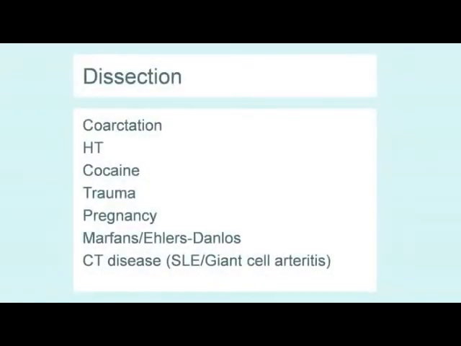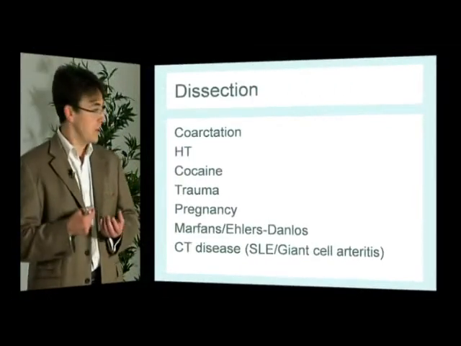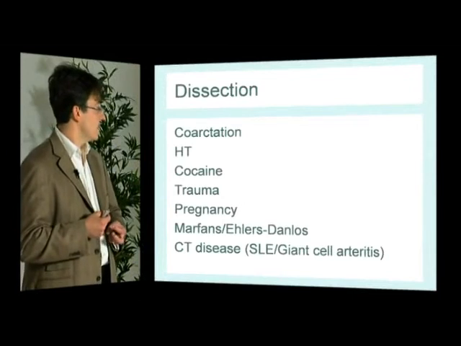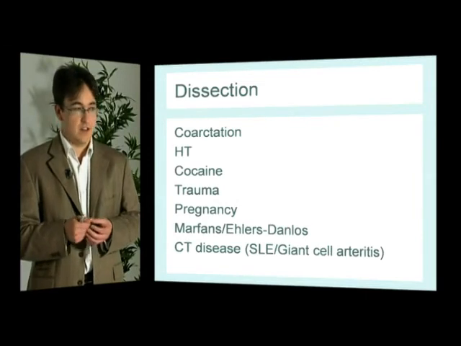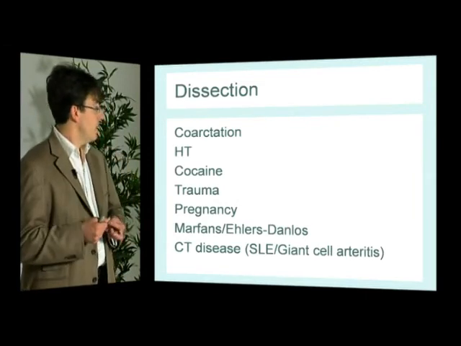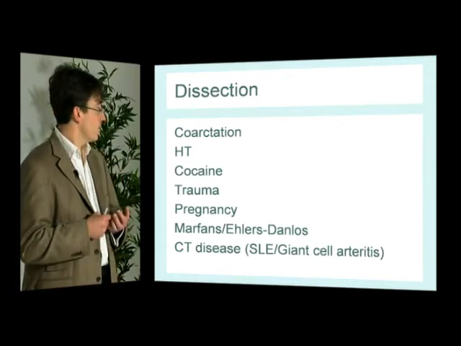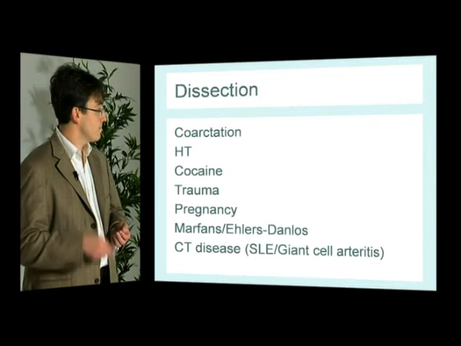Dissection is frequently precipitated by elevated blood pressure, which of course, as we've spoken about earlier, could be itself elevated as a result of administration of drugs such as cocaine. Congenital abnormalities such as coarctation will clearly elevate blood pressure and again predispose to it, as can connective tissue conditions such as Marfan's or Ehlers-Danlos syndrome. We must also consider the increased risk of dissection in pregnancy and of course the effects of trauma.